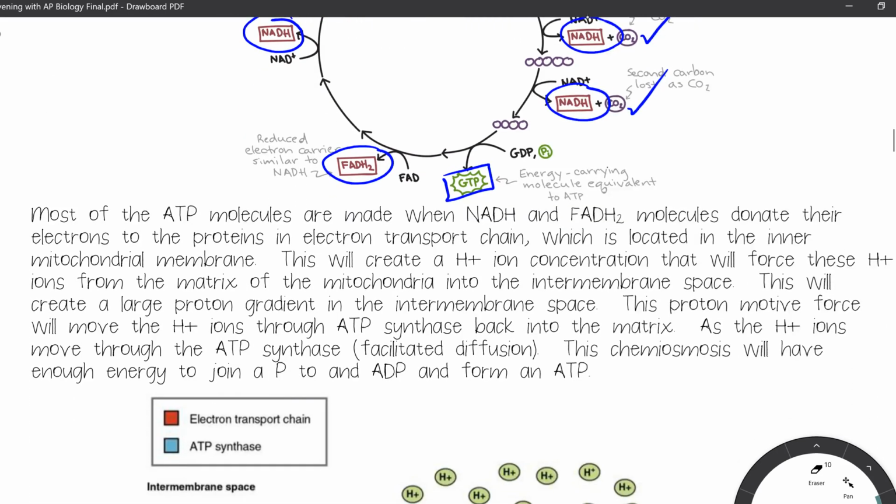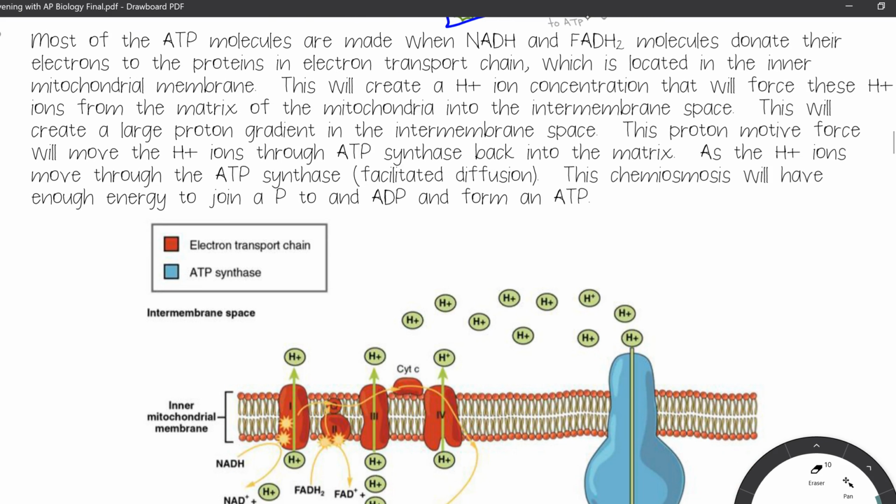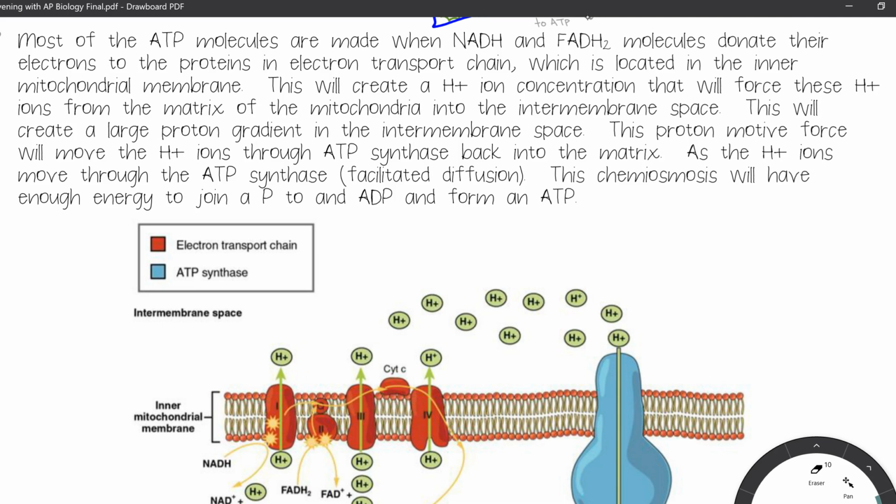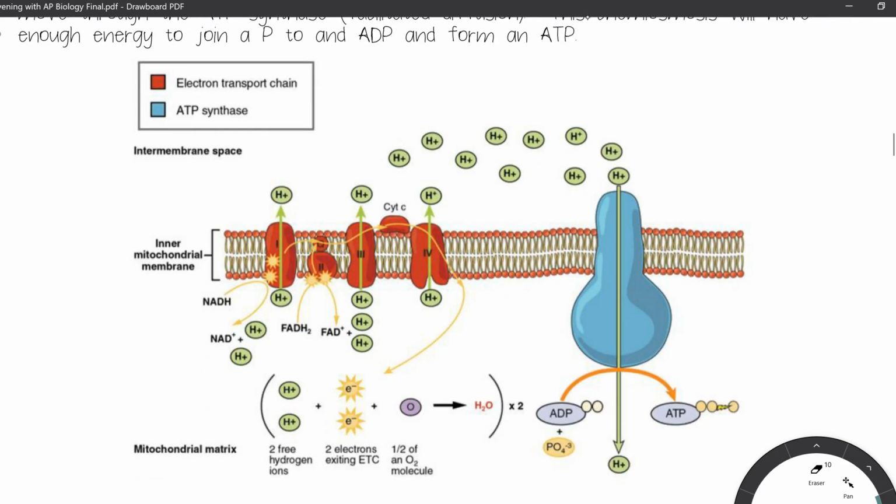So most of the ATP molecules are going to happen when NADH or that FADH2 molecule donate their electrons in this electron transport chain. Now, this is located in the inner mitochondrial membrane, and it's going to help create what's known as a hydrogen ion concentration. This hydrogen ion concentration is extremely important because it's going to set up this proton gradient, and that's going to allow these hydrogen ions, or these protons, to travel very fast through a channel protein called ATP synthase. So let's see what happens.